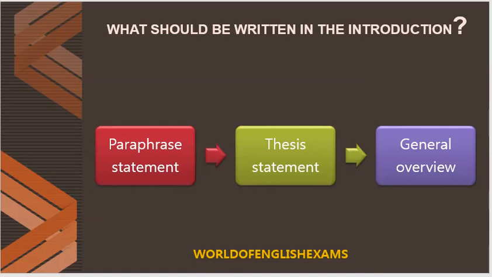The second statement after paraphrasing is called the thesis statement. So what exactly is a thesis statement? A thesis statement is something that gives an idea to the reader as to what is contained in the essay. So what are you exactly planning to do in the essay? Are you planning to agree? Are you planning to discuss the problems? Are you planning to tell them some advantages and disadvantages? What exactly you are doing in the subsequent parts of the essay should be highlighted in this statement.